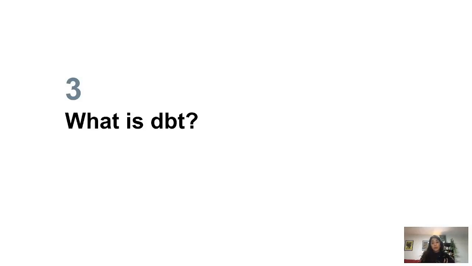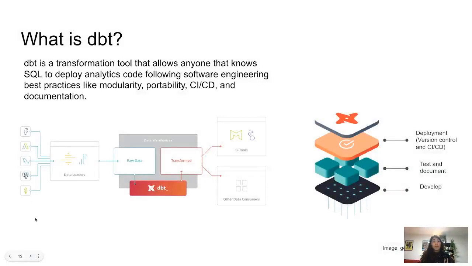Let's now go into details into what is DBT. DBT stands for Data Build Tool, and it's going to help us with the transformation of our data. So after we've done the extraction and the loading, we're going to have a lot of raw data in our data warehouse. And we need to transform this data to later expose it to our stakeholders and be able to perform analysis. And that transformation is going to be done with DBT.